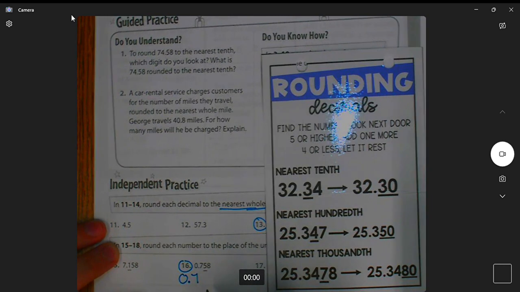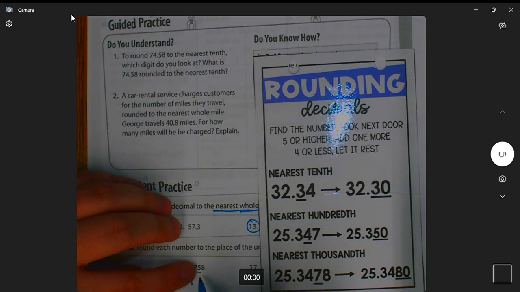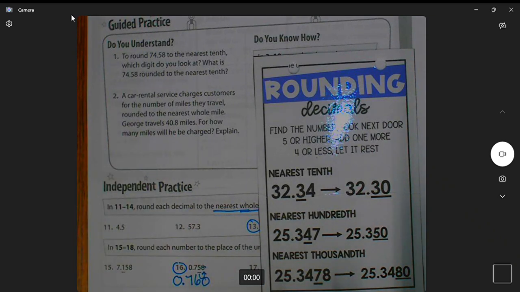Find the number, look next door. Find the number that's underlined, that's 5. Look next door, that would be, yeah, 5 or higher, add one more. 4 or less, let it rest. What do you think I'm going to do? Yeah, I'm going to add one more. 5 becomes a, and then if I need to, I can cross that 8 out and put a 0, if that helps your brain.